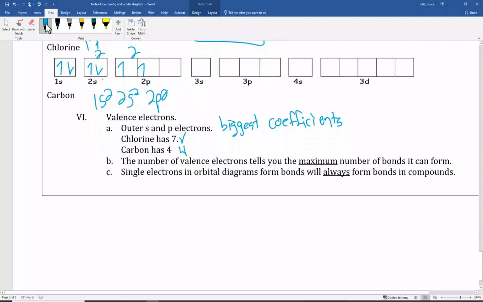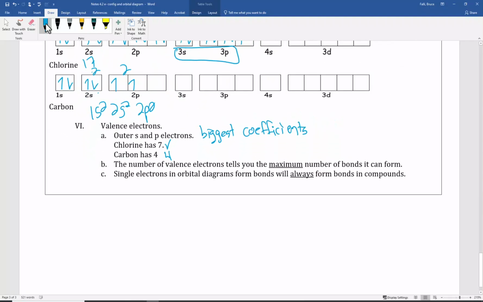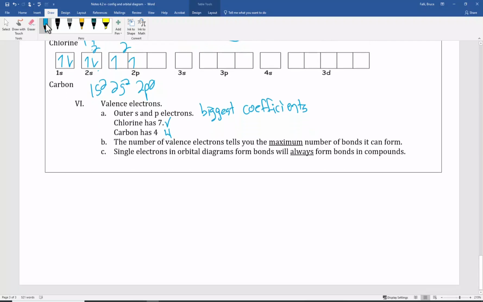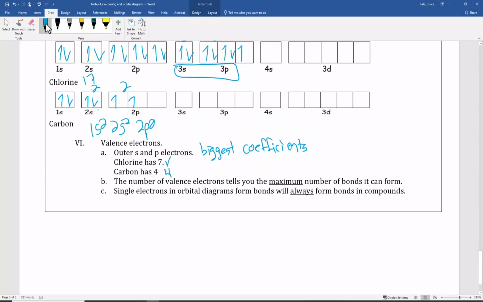The number of valence electrons tells you the maximum number of bonds it can form. Single electrons in an orbital diagram will always form bonds. Not sometimes, always. Just like you will always be glad that we're done with this video.